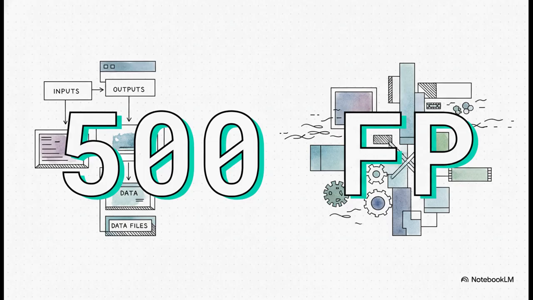Instead, they often use something called function points. This is a way of measuring the software based on the functionality it delivers to the user. Things like inputs, outputs, searches. It's a much more consistent way to figure out how big and complex the job really is.